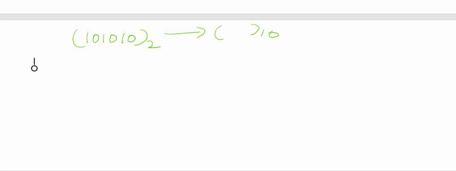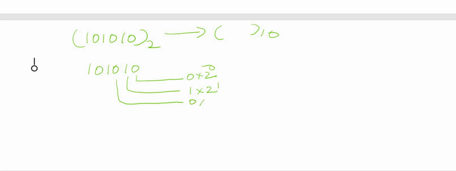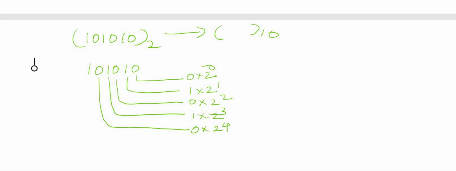So for that, first let us write the binary number here, 101010, and start converting. 0 into 2 raised to 0, 1 into 2 raised to 1, 0 into 2 raised to 2, 1 into 2 raised to 3, 0 into 2 raised to 4, 1 into 2 raised to 5.